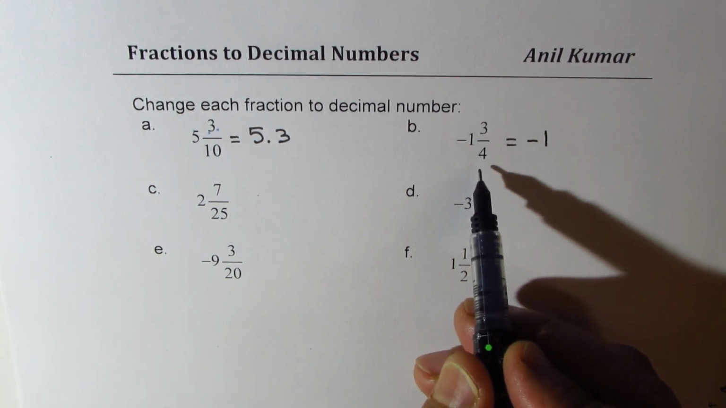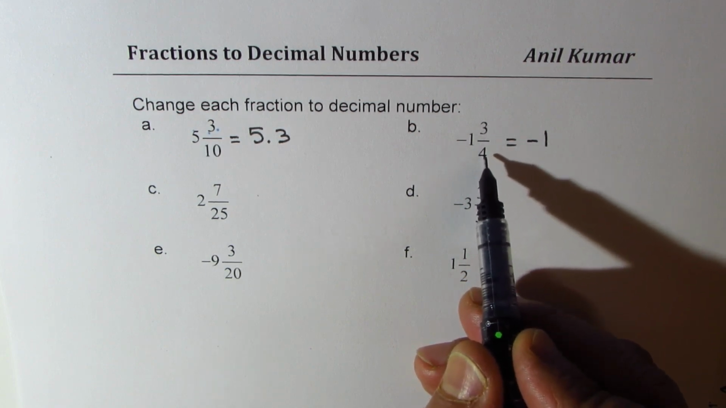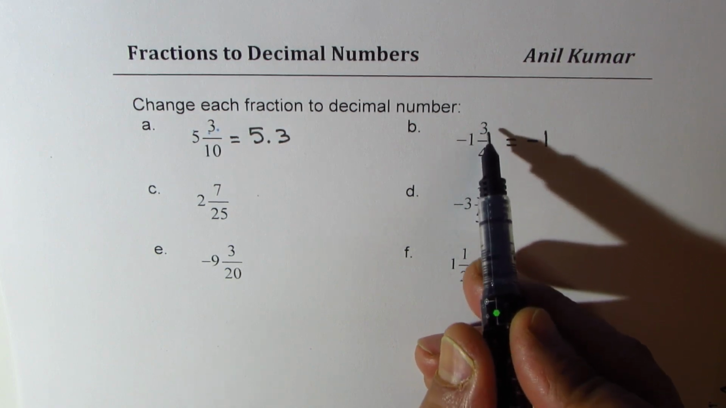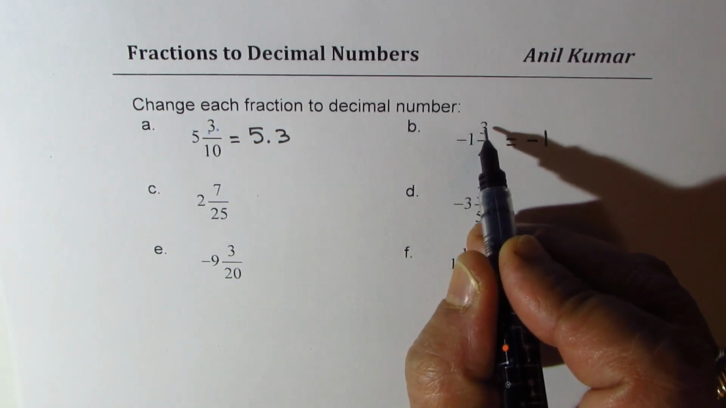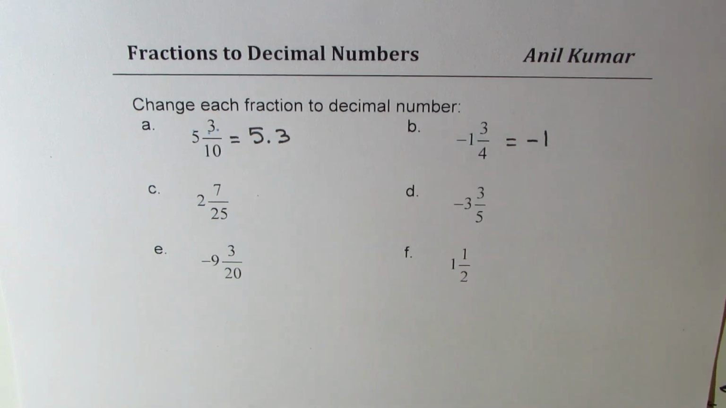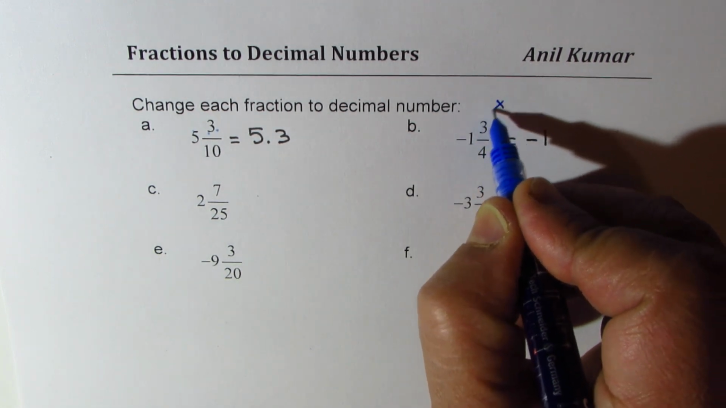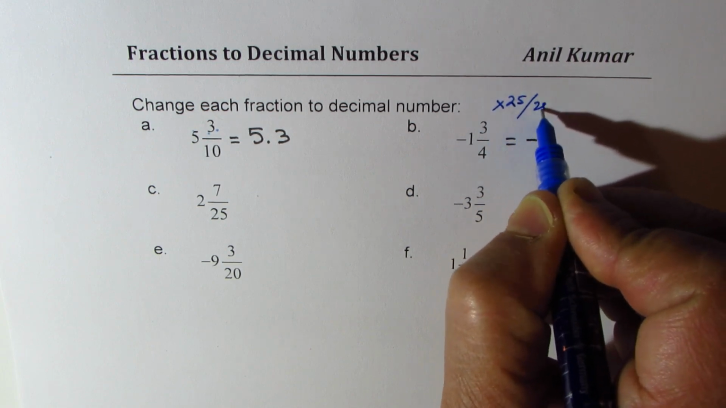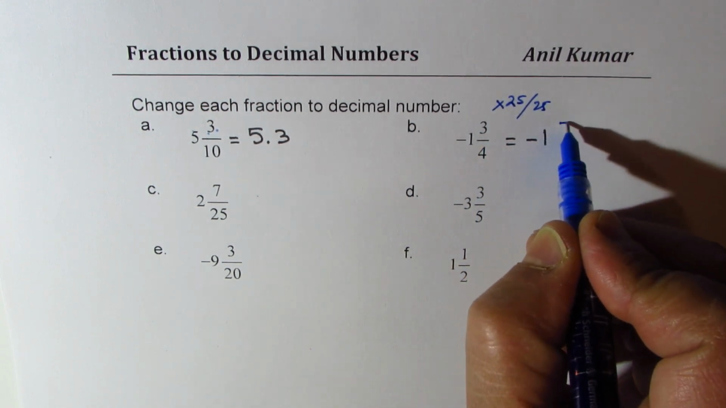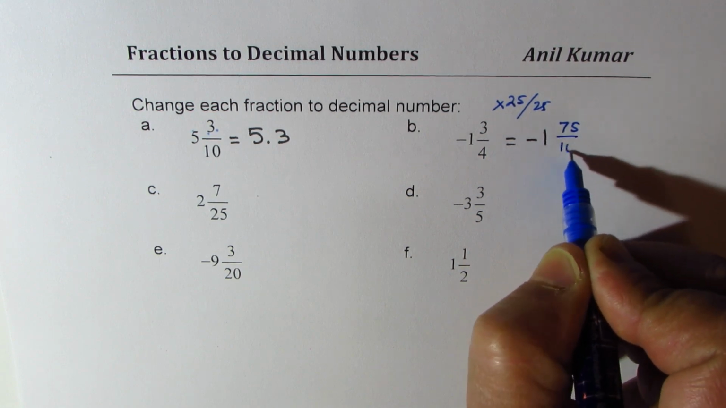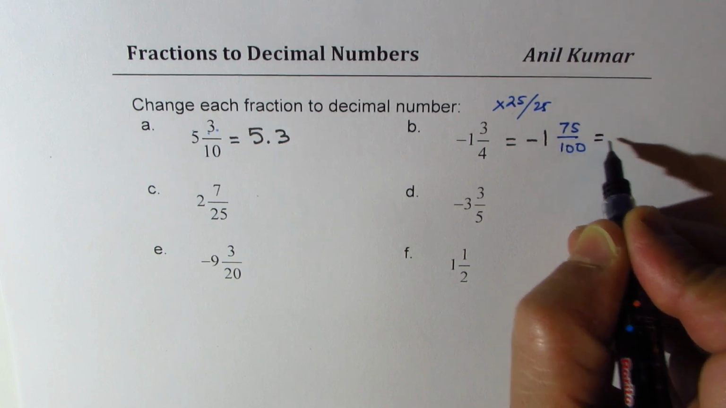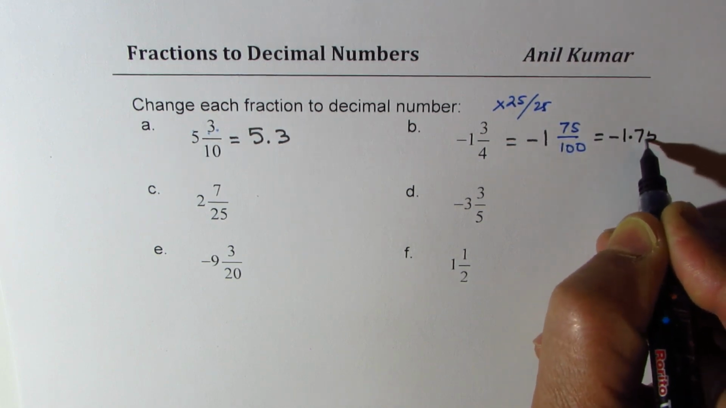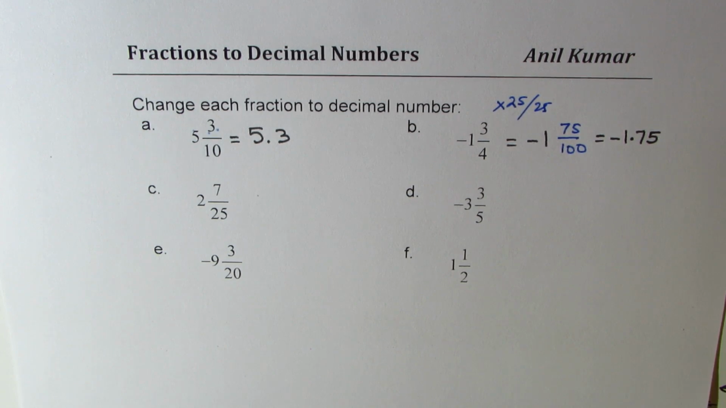So in each case, we have minus 1. And now to get the rest, 3 over 4, what we could do is multiply both by 25, right? So instead of 3 over 4, think like this. Multiplying by 25 over 25 will give us 75 over 100, correct? As we did in the previous exercise. So it could be written as minus 1.75. You are getting the idea, right? So that is how it should be done.